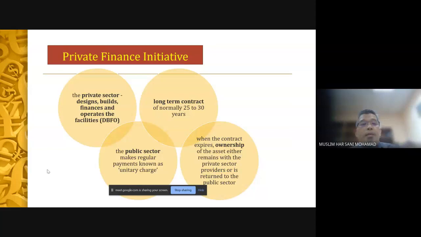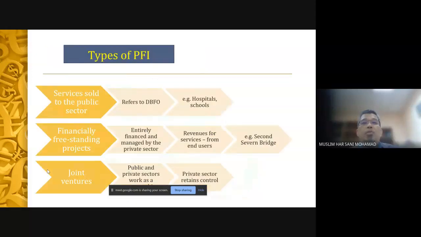Right? Agree? Okay. These are types of PFI. Services sold to the public sector. That's one example, delivered through DBFO. Financially freestanding projects are entirely financed and managed by the private sector. These are where the revenue can be covered from the customers, from the users, basically.